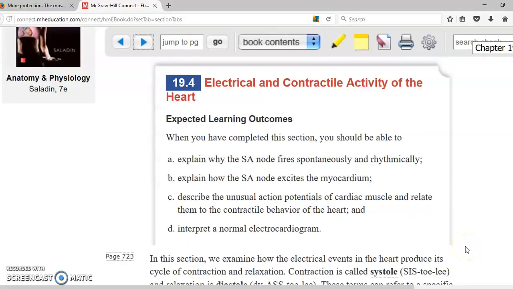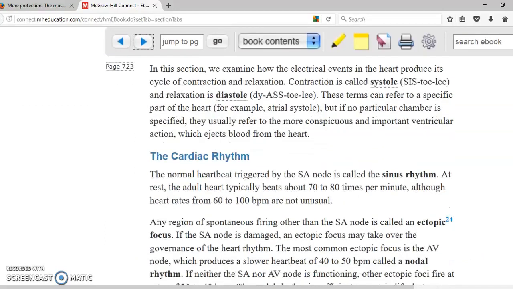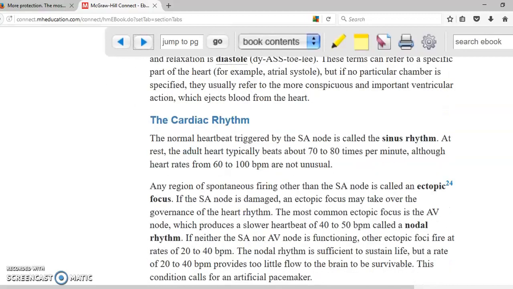The next topic is the electrical and contractile activity of the heart. If we scroll down, we have in here again the cardiac rhythm. We talk about the cardiac rhythm. We said that it is provided by the sinus rhythm, the sinoatrial node rhythm. We know it as the pacemaker, as we said right here, say 70 to 80 times per minute on average.